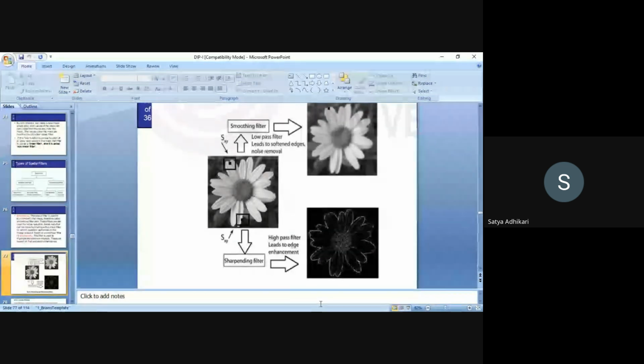This is a picture to give us some more information about smoothing and sharpening. You see, there is an image of a flower. Low pass filter leads to softened edges and noise removal. If there is any noise, that means some pixel value is missing, there is a gap, so for this purpose the low pass filter is used. It leads to softened edges and noise removal. But you see, sharpening filter, high pass filter, leads to edge enhancement.